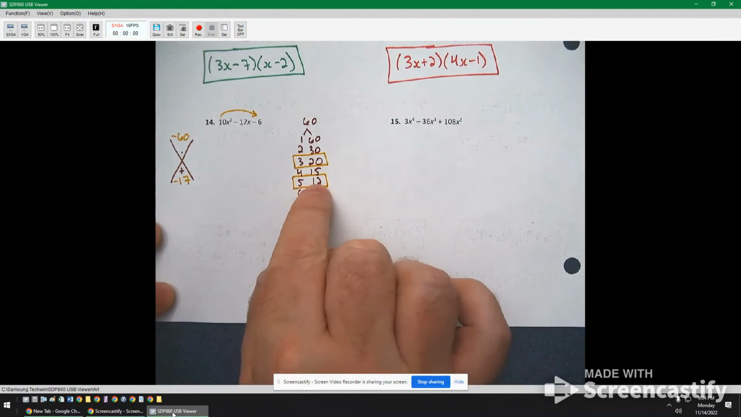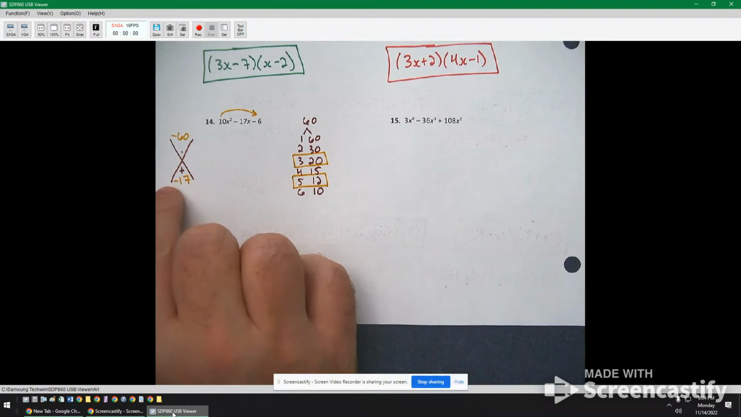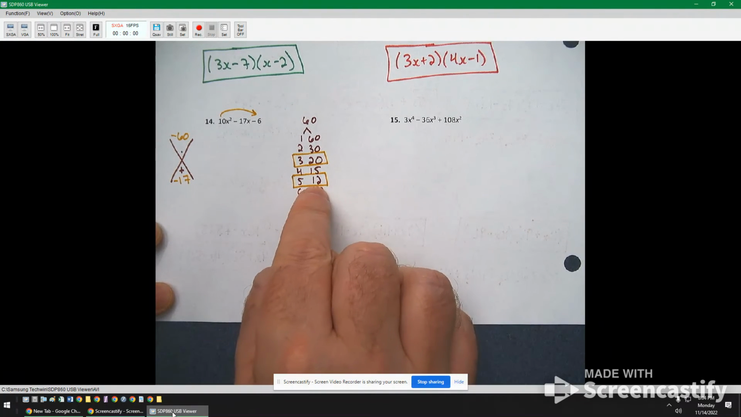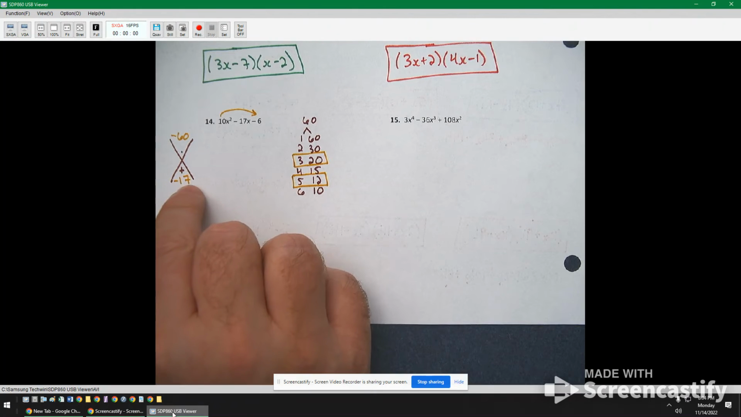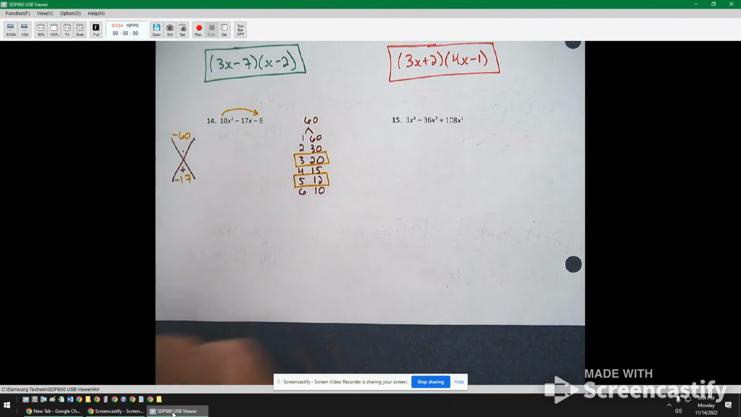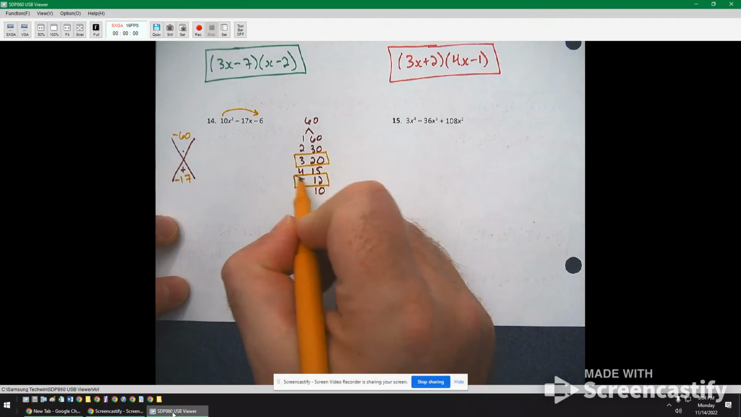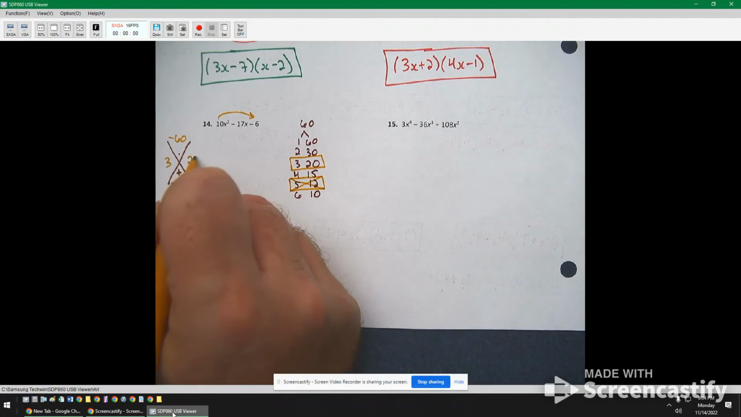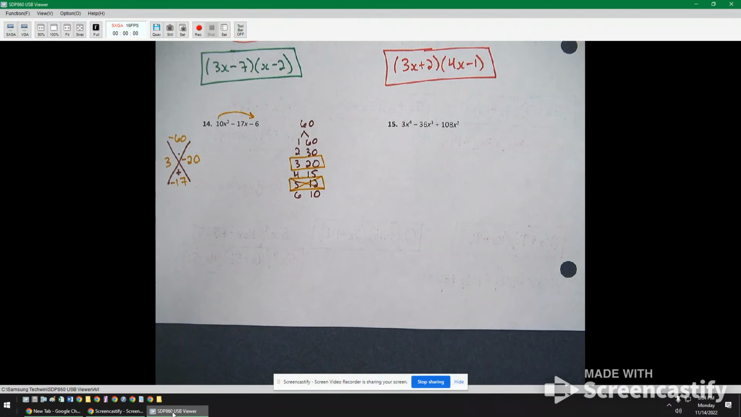Let's think about if we took the 5 and the 12. If the 5 and the 12 is the one that we want, that means they both have to be negative, because negative 5 take away 12 ends up being negative 17. But if they're both negative, then when I multiply them, they wouldn't make a negative 60. So 5 and 12 actually do not work in this case. It's got to be the 3 and the 20. And if I want to end up with a negative 17, that means I need a negative 20.